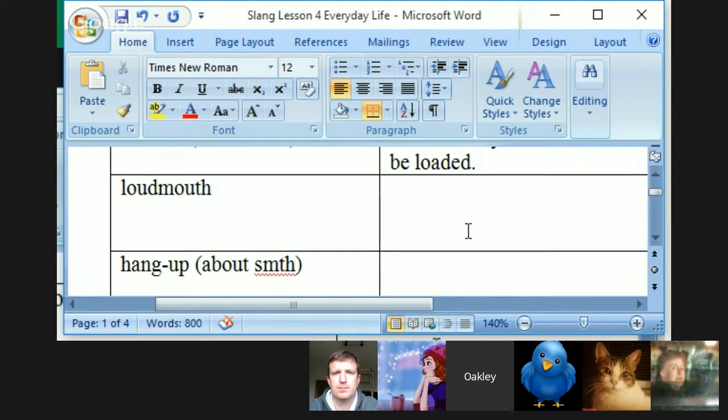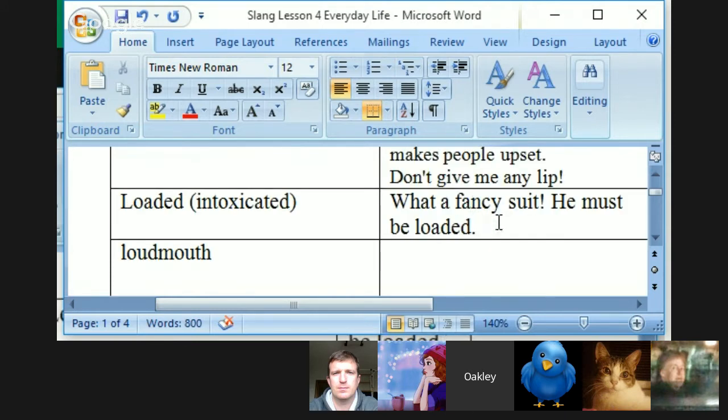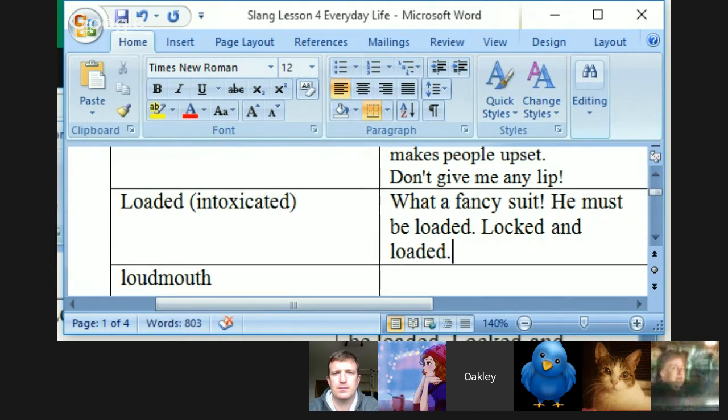Nader is asking, can we use loaded to mean fed up? No. Not that I know of. No, not in the way that you're using it. We do have an expression in English, locked and loaded. Ouch. If you're locked and loaded, oh boy. Salwa, what do you think that means? Locked and loaded.